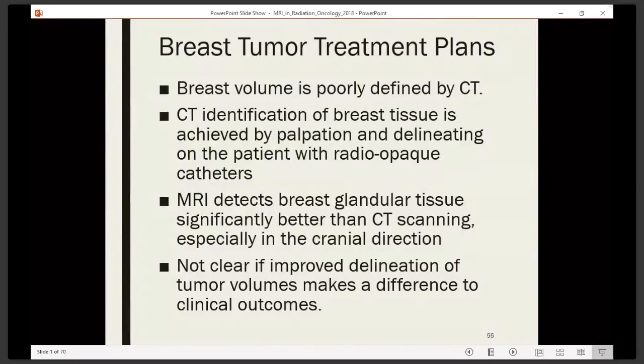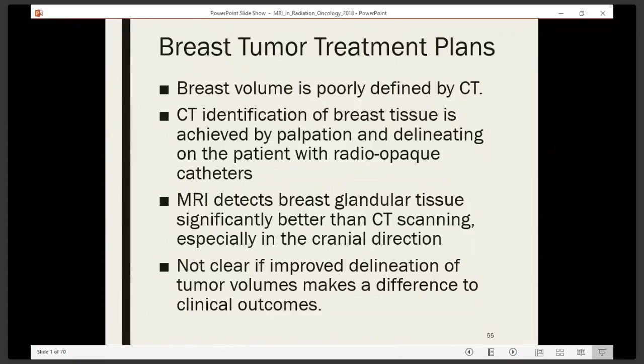Another example is doing treatment plans for breast tumors. This would be quite beneficial because CT gives you very little definition of soft tissue in the breast. And usually that's done by palpating the breast and then putting some kind of radio-opaque marker on it. MRI not only detects breast glandular tissue better than CT, but it allows using gadolinium contrast agents to differentiate between malignant and benign tumors with a fairly high degree of specificity.